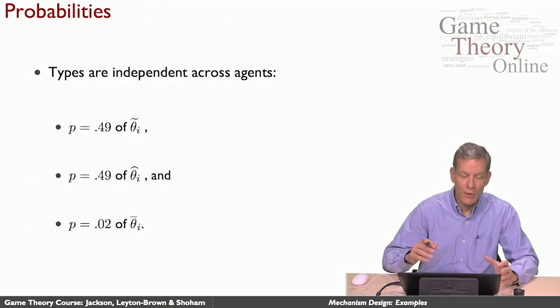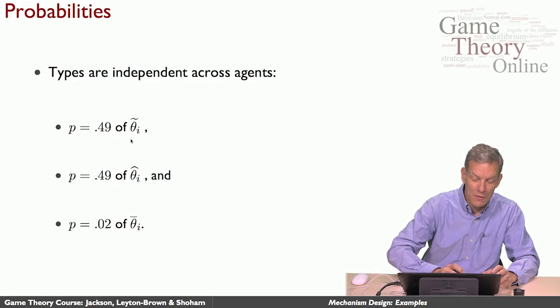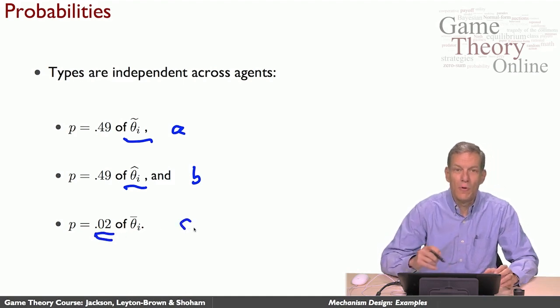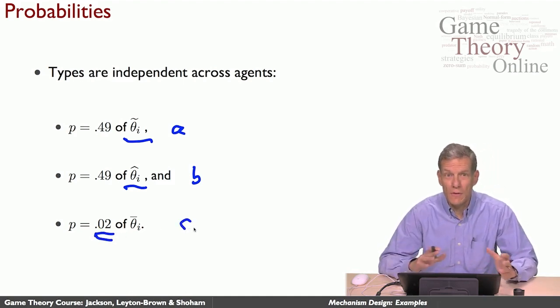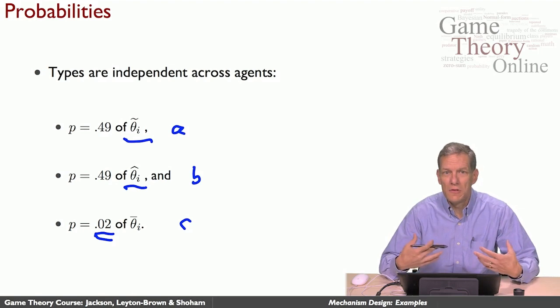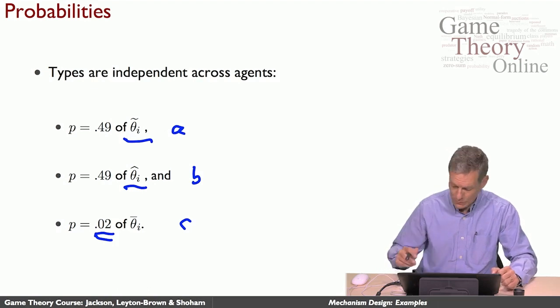So in terms of probabilities, let's think of a world where most of the people are either tildes, the people who like A the best, or hats, the people who like B the best, and there's a small percentage of the population who are people who like C. And we'll think of these as distributed independently across the society. So each person gets their own draw, and knowing your own type doesn't tell you anything about what the rest of the society looks like in this particular example.